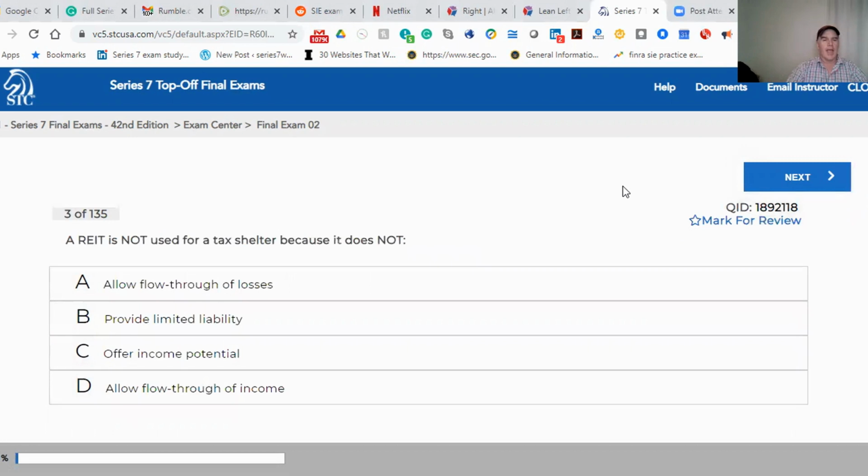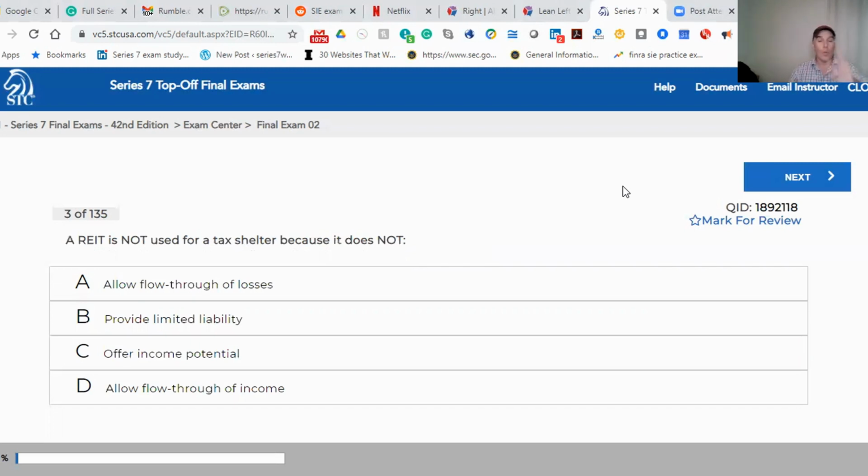Number 3. A REIT is not used for a tax shelter because it does not... Okay, allow for flow through of losses, we'll come back to that. Provide limited liability? Yes, it does do that because you can only lose what you put in. Income potential? Yeah, that's real estate, you get income. And allow flow through of income? Yeah, that's called a dividend. So we're going to go with allow flow through of losses.